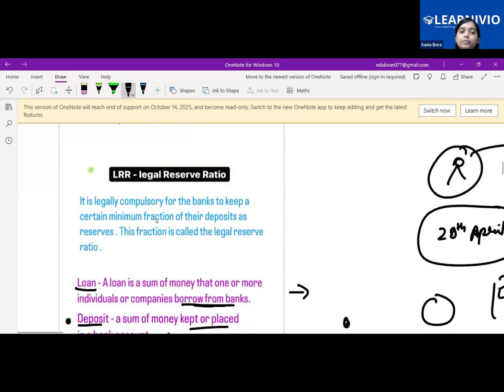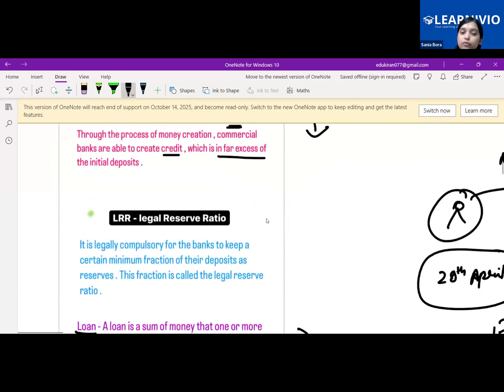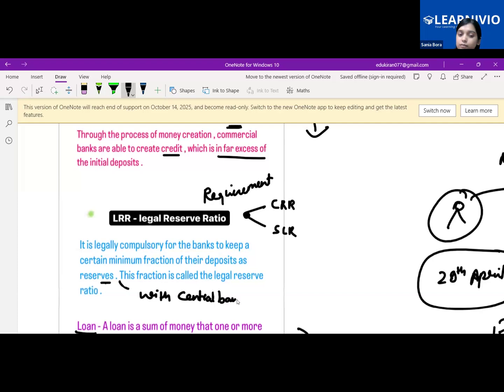Now this LRR. LRR is basically of two types: one is the CRR and one is the SLR. We will do this in detail, but just remember it is of two types. LRR is the legal reserve ratio or legal reserve requirement. It is legally compulsory for the bank to keep a certain minimum fraction of their deposit as reserve with the central bank. This is called the legal reserve ratio. Is this clear? Any doubt or confusion?